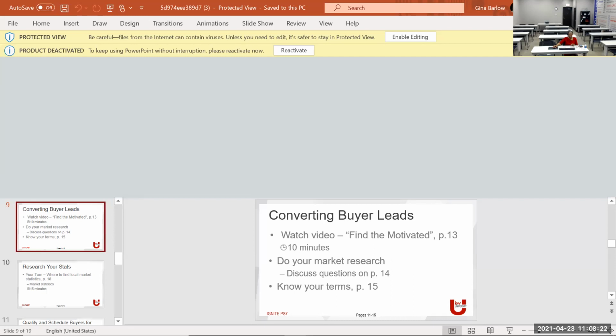Okay. Then write down your ahas from the activity. Once you finish the activity, write down your ahas individually, and then share with your partner what your ahas or your takeaways were from the activity.